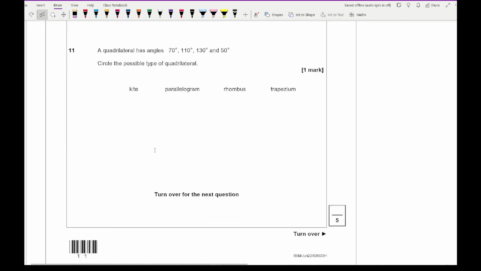Moving on to question 11, it says the quadrilateral has angles 70, 110, 130 and 150. Circle the type of quadrilateral. Well, this is an acute angle, so let's just guess at what 70 would look like. It's probably a bit stingy on that one. I've got 110, which looks like that, 130, which looks like that, and 150, which looks like this. So I'm trying to find out which one of those it could be.